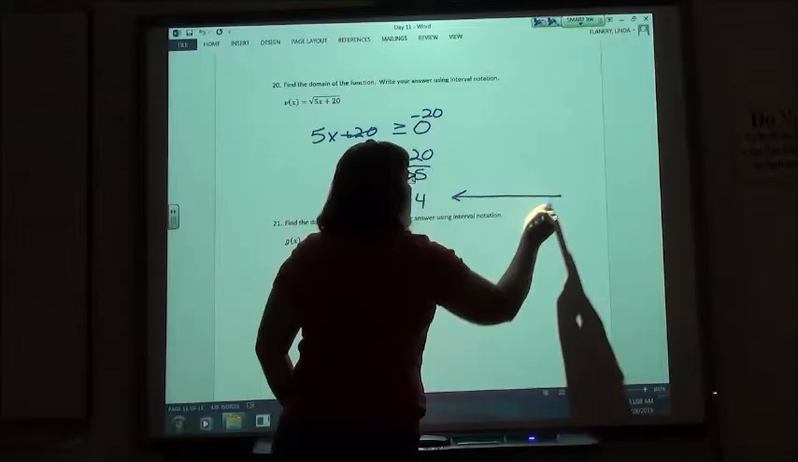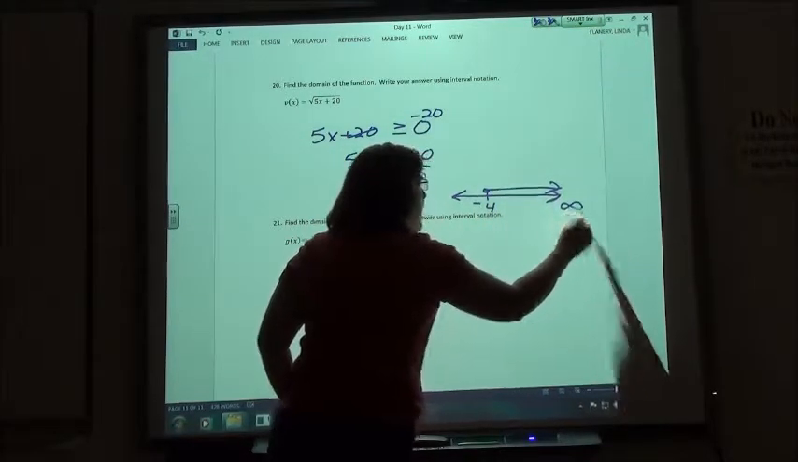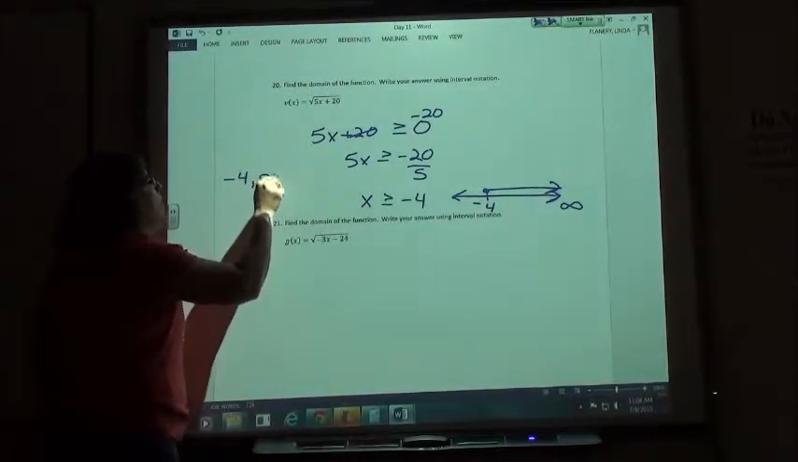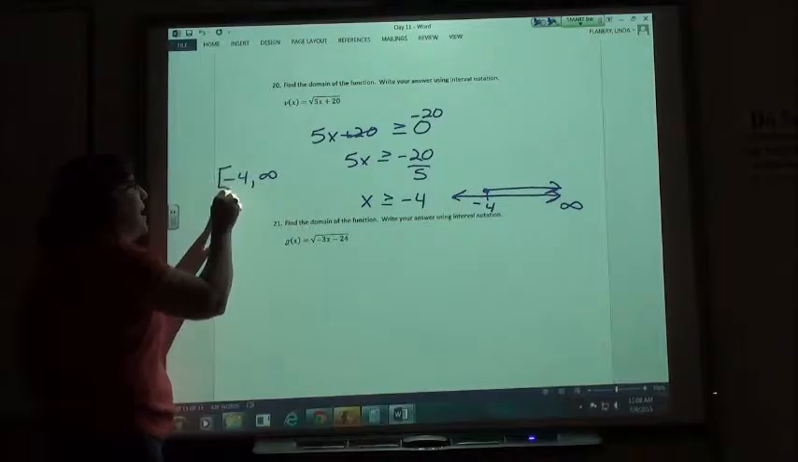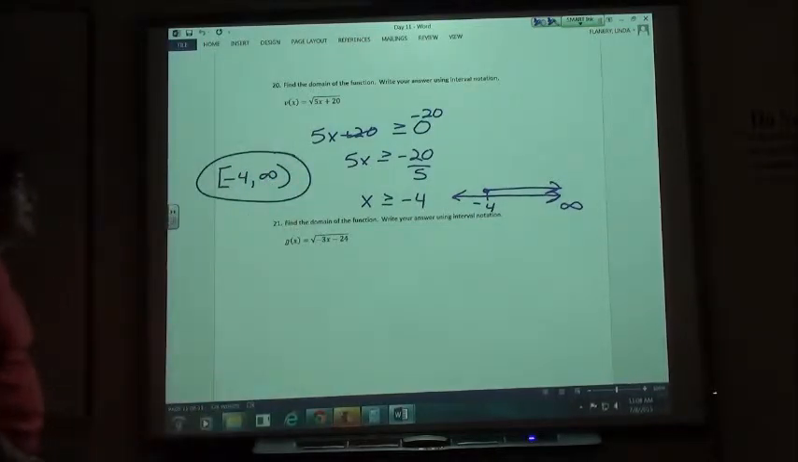So on my number line, it looks like that. So my interval notation from left to right, negative 4 to positive infinity. I am on the negative 4, I'm not on the infinity, so it looks like that.